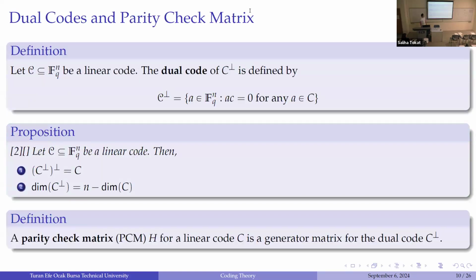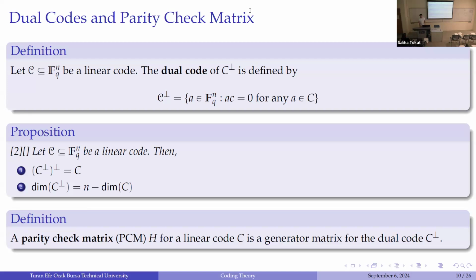Now I talk about the dual code. Let C, a subset of F_q to the n, be a linear code. It doesn't necessarily have to be a linear code. We can find a dual for any code, but I take the definition here as linear. The dual is the set of a in F_q to the n such that a times c equals 0 for any c in C. There are some propositions for linear codes and dual codes. When we take the dual of the dual code, it equals the code itself. When we look at the dimension, the dual code's dimension equals the length minus the dimension of C.